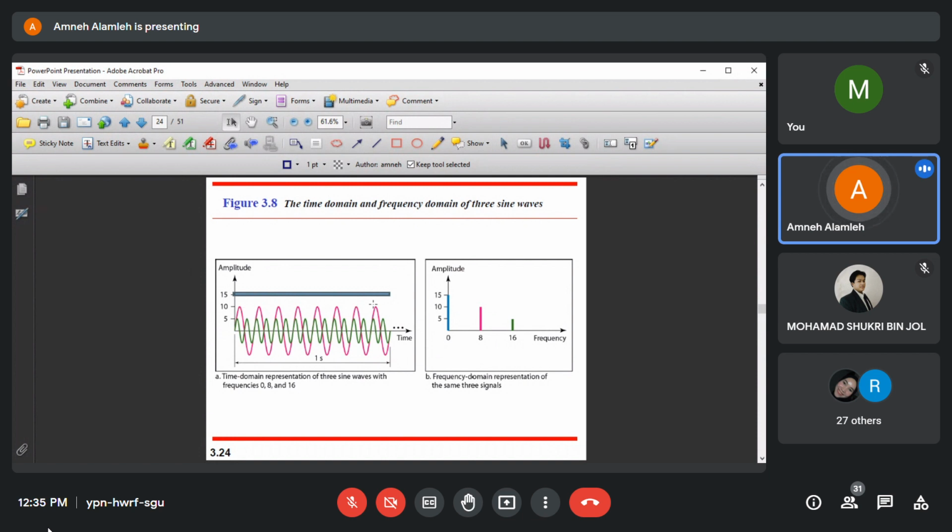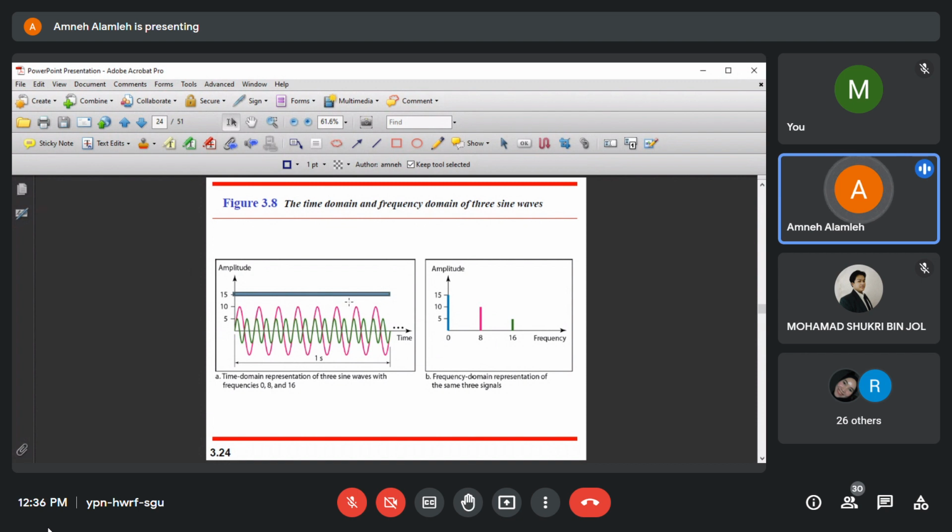If we count, there will be 8 cycles, so its frequency is 8. The pink wave, its frequency is 8, and the third wave, which is in the green, if we count the cycles, they are 16. So the frequency is 16. So we have 3 waves in the time domain.